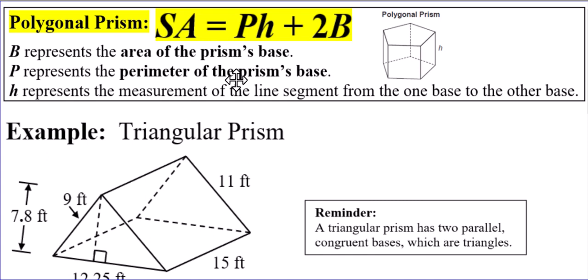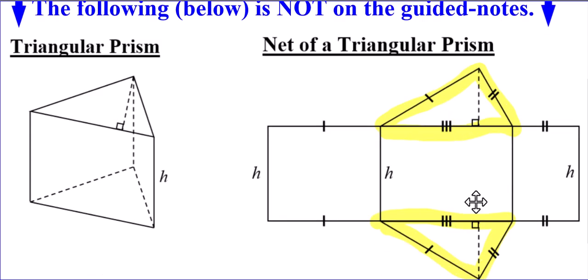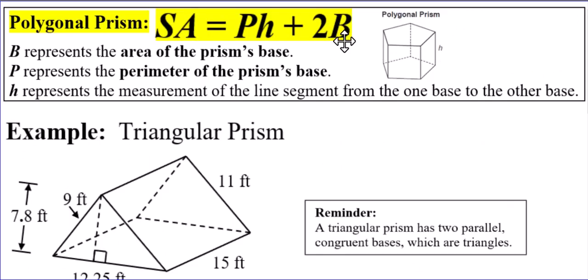Using those ideas, they have this formula, they as in Pennsylvania, for the perimeter of the base times the height plus 2 times the area of the base. Because remember, we talked about how there's going to be 2 of those bases parallel and congruent to each other. This is why we have to have 2 times capital B.